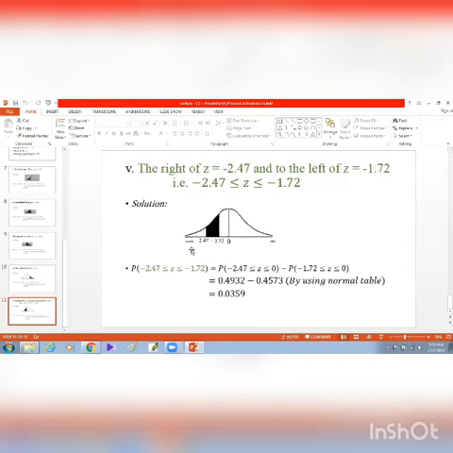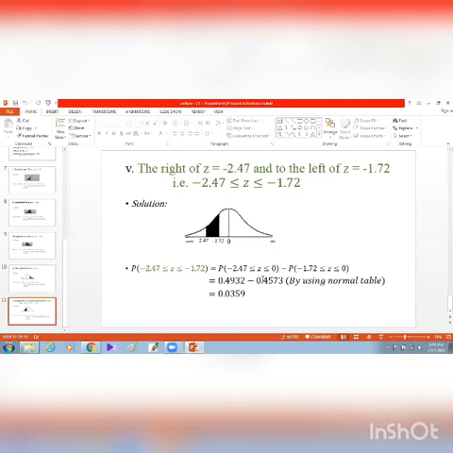Or if we subtract the minus 1.72 to 0 portion from minus 2.47 to 0, then we can calculate the required probability. So probability of minus 2.47 less or equal z less or equal minus 1.72 implies probability of minus 2.47 less or equal z less or equal 0 minus probability of minus 1.72 less or equal z less or equal 0.